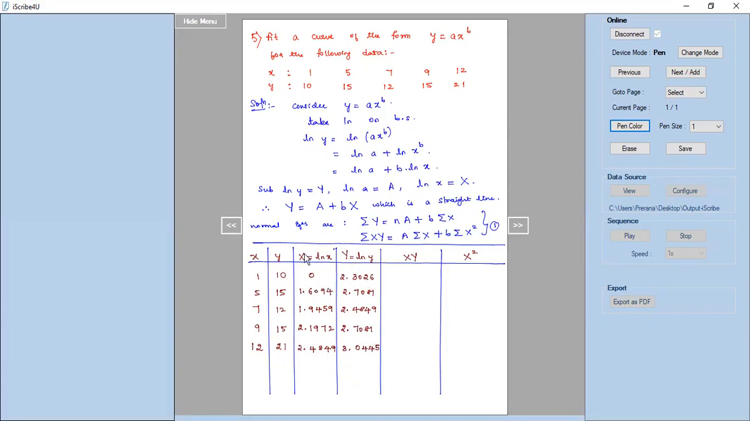Now we have to do the product, capital X into capital Y, the product of these two columns. So 0 into 2.3026 is 0. Similarly, 1.6094 into 2.7081 gives us 4.3584. Next one in a similar way, 4.8354, 5.9502, 7.5653.